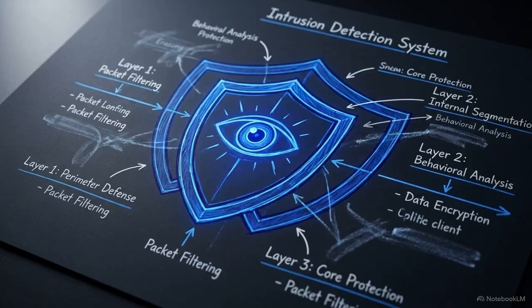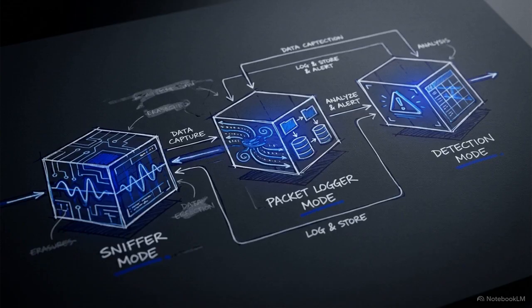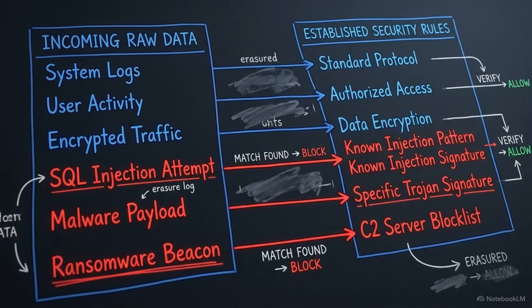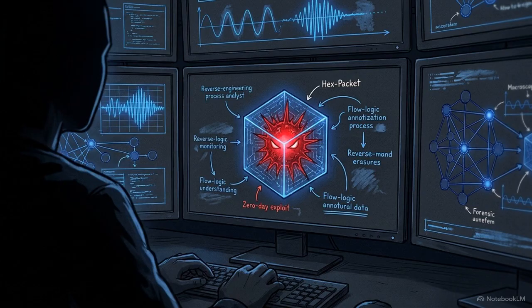This defense-in-depth architecture relies on intrusion detection and prevention systems like Snort. Snort operates in 3 modes: sniffer, packet logger, and network intrusion detection. It continuously scrutinizes incoming packets, comparing them against established rules to catch port scanners and known malware signatures. By utilizing deceptive architecture, analysts safely reverse engineer zero-day exploits. They turn an active intrusion into a controlled forensic laboratory.